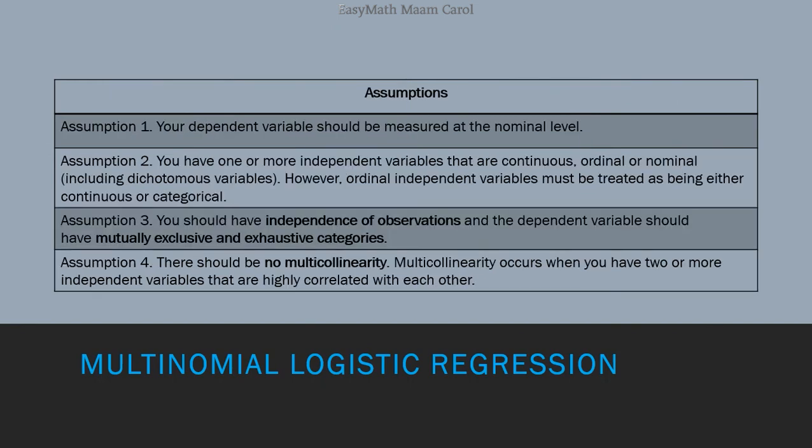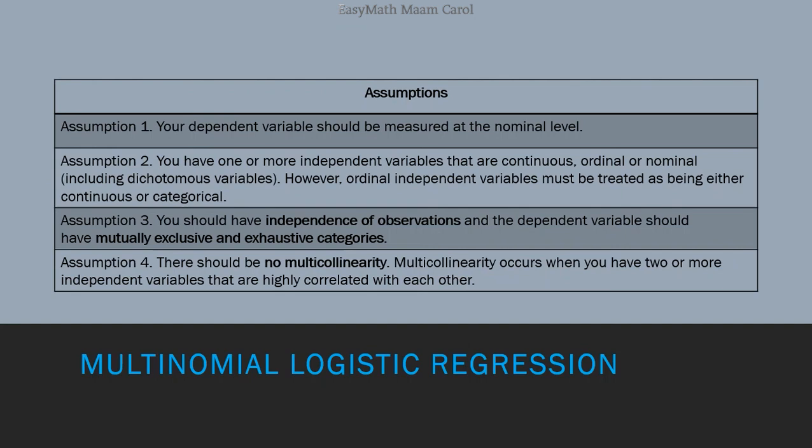Now, yung mga assumptions niya ganito. Una, yung dependent variable mo, nominal. Okay, nominal. Hindi basta yung ordinal. Bawal dito yung ordinal. Nominal lang. Okay? Tapos yung assumption 2, you have one or more independent variables that are continuous, ordinal, or nominal. Pwede din yung dichotomous, yung may yes or no. Okay din siya na predictor.